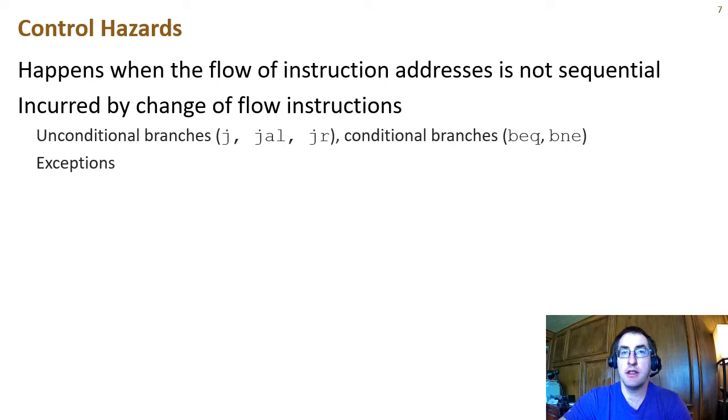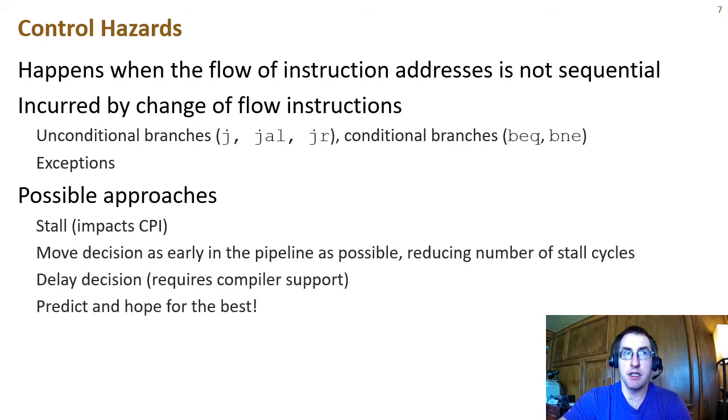So a control hazard is when the flow of instructions is not sequential. This occurs because of control flow instructions or because of exceptions. So unconditional branches, conditional branches. In MIPS, procedure call and return is implemented by unconditional jumps. So the jump and link for a function call and jump return for a function return. Jump register for the function return. And then exceptions, which we may discuss at a different time.